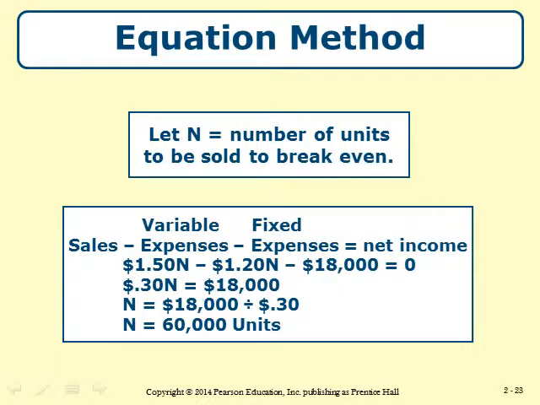The equation method is the most general form of analysis, one that you can adapt to any conceivable cost volume profit situation. I'm sure you're familiar with the typical income statement. We can express any income statement in equation form or as a mathematical model. And so here we have the same calculation that we just talked about presented in the equation method, where n is equal to the number of units to be sold, and the equation is sales minus variable expenses minus fixed expenses equals net income.